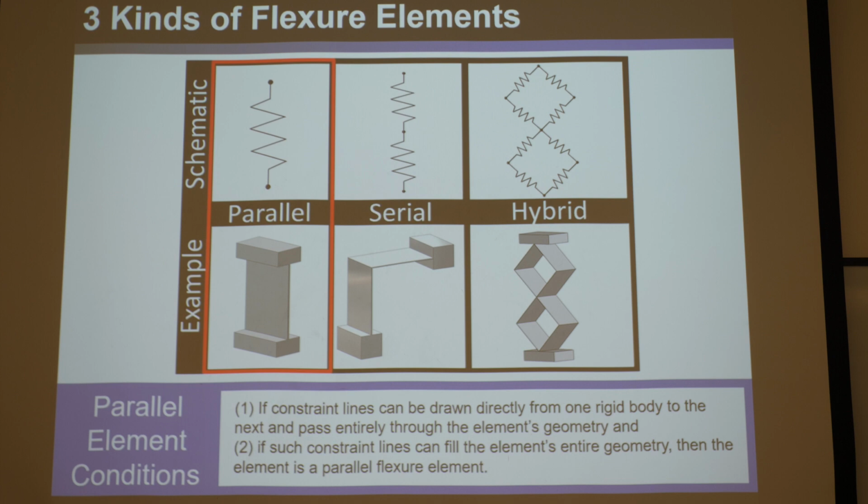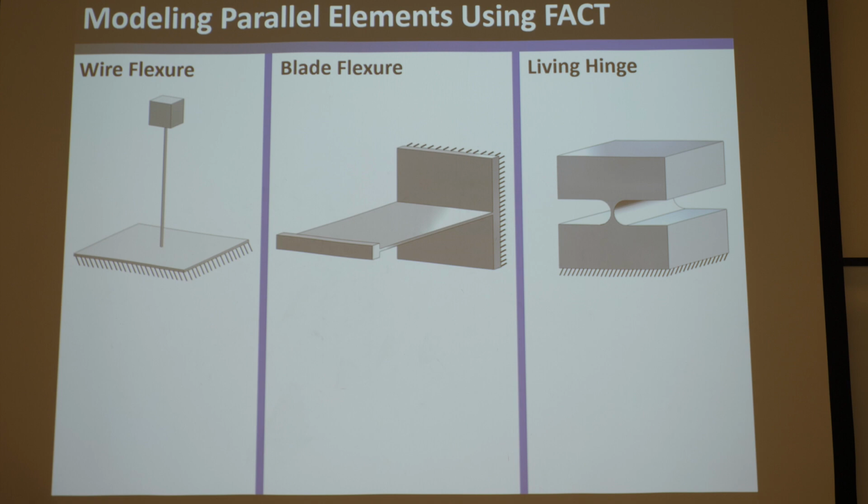Okay, so let's look at a wire. Let me ask the question. Can a blue line be drawn between the two bodies that the wire connects, this one and this one, and pass entirely through the element's geometry without exiting at any point? Yes, it can. It's that blue line. That never exits the geometry of the wire, and it connects those. Does it entirely fill its geometry? Well, yes, if it's an idealized wire that's infinitely thin, it does fill the entire geometry. There's no part in there that's not drawn blue.